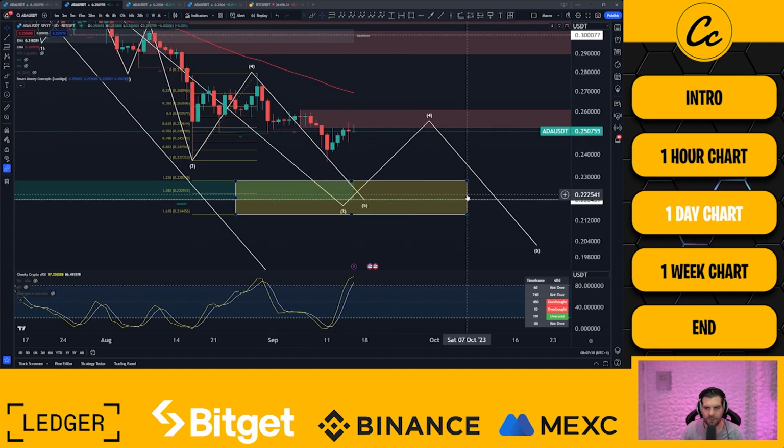And that might sound like a mouthful, but actually it's quite simple when you really break it down. And so ultimately, we are still on track, in my opinion, to move down towards 21.4 to 22.8 cent for Cardano's ADA on the daily time frame.